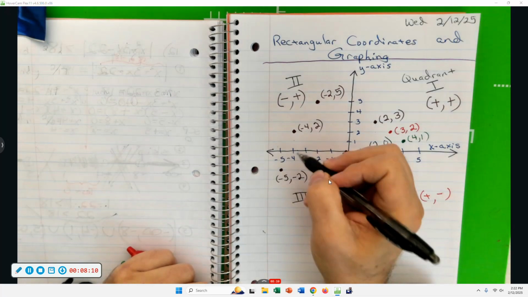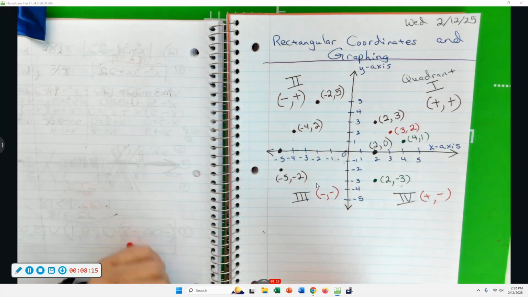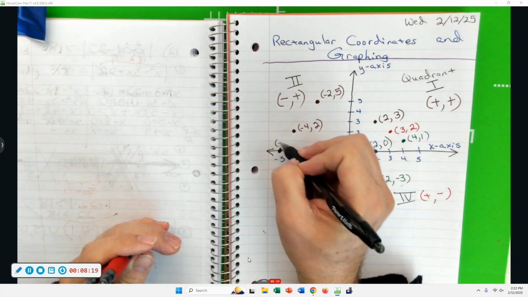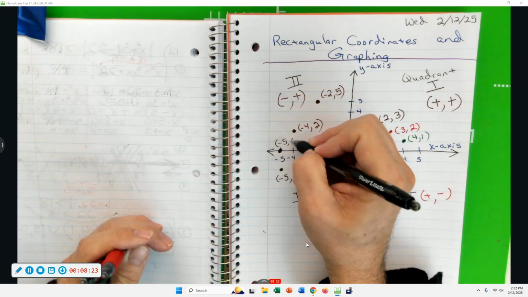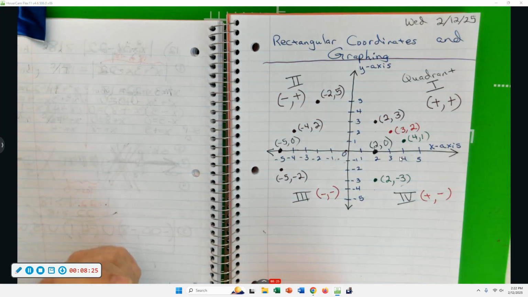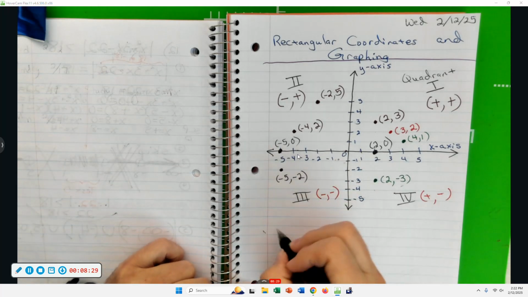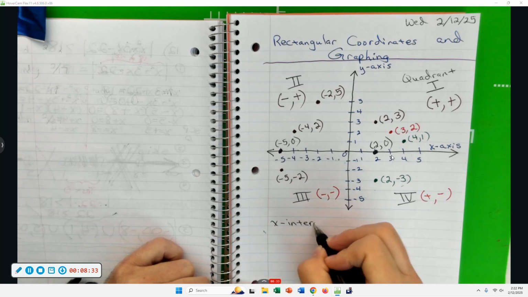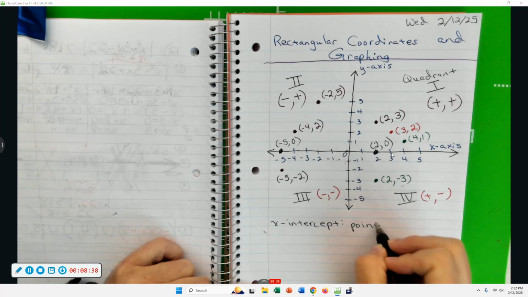What about this point right here? What would that be represented as an ordered pair? So you go left 5, but what do you do about up and down? 0. You're not going to go up or down. It's a 0. Points on the x-axis are referred to as x-intercepts. The x-intercept is a point on the x-axis.